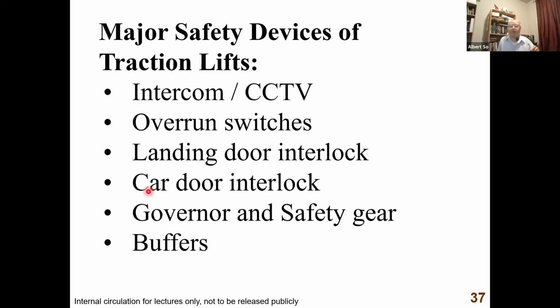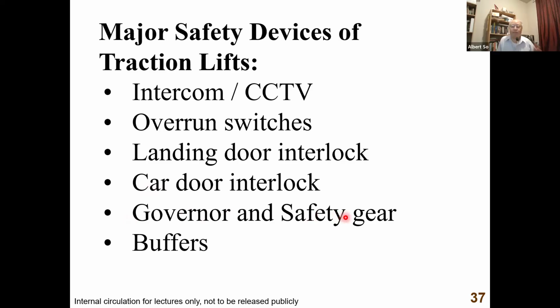So the series circuit will go through all the landing doors and then back to the machine room, and then go down the traveling cables to the car, and then to the car door locks, and then back to the traveling cable and back to the machine room. So this is the whole series of contacts. Only when all these contacts are closed, the lift motor then starts to be energized and the brake will be released.